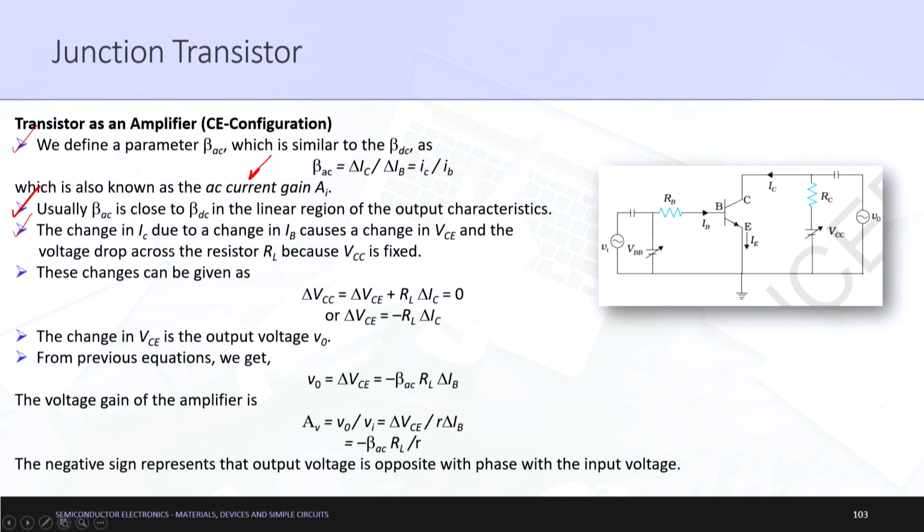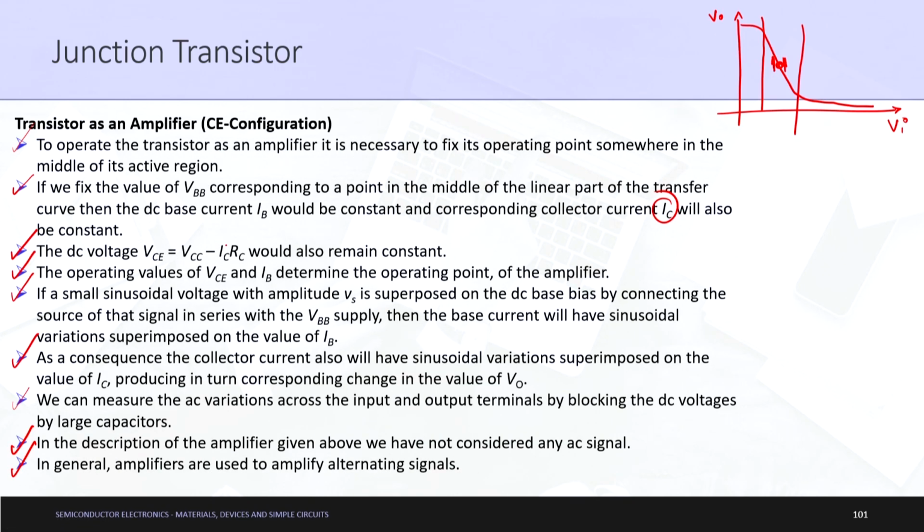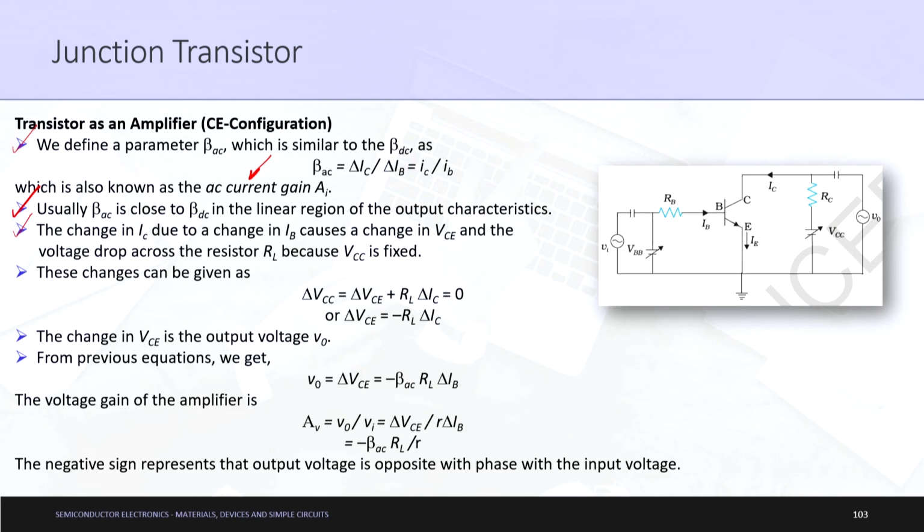The change in IC due to change in IB causes a change in VCE and the voltage drop across the resistor RL because VCC is fixed. So, they are just trying to say the same concept which we understood here also. Due to a change in delta IB, there is a change in delta IC, and due to change in this IC value, there is a change in this VCE. That is only being written here, because rest all things such as VCC, RC are constant. Okay. So, the change in IC due to a change in IB causes a change in the VCE and the voltage drop across the resistor RL because VCC is fixed.